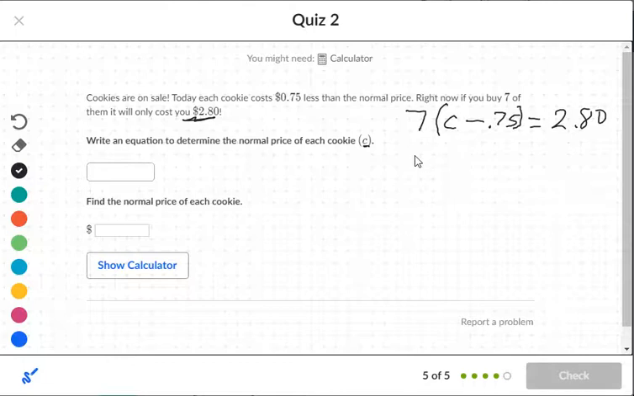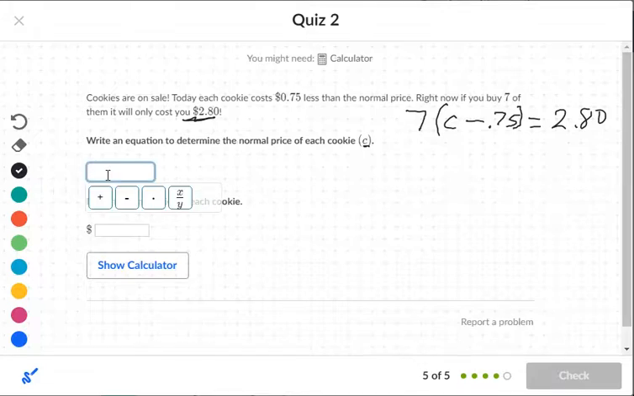But see, you're not buying 1, you're buying 7. So you have to put the 7 outside the parentheses. Because again, right here it says each cookie costs 75 less than the normal price. So that's going to be whatever the normal price is minus 75 cents. So since you're buying 7, that means each of the 7 cookies is going to go down by 75 cents. So that's why you're multiplying by 7. So let me type this in. I'm going to go 7, then parentheses. Make sure you use the letter. So the letter here is C minus 0.75. Then we want to go equal sign and then $2.80.